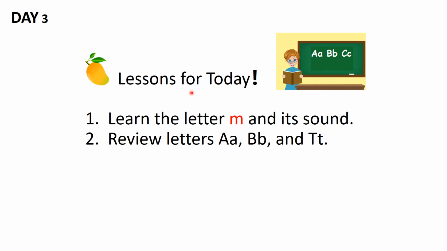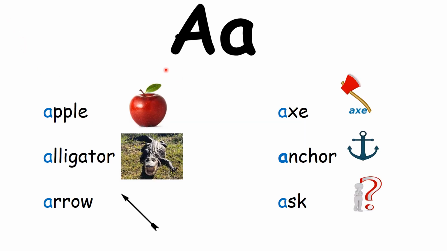With our lessons for today, learn the letter M and its sound, and review letters A, B, and T. Let's review first. This is letter A and the sound is A. Let's read these words. Follow this pointer and sound it first.